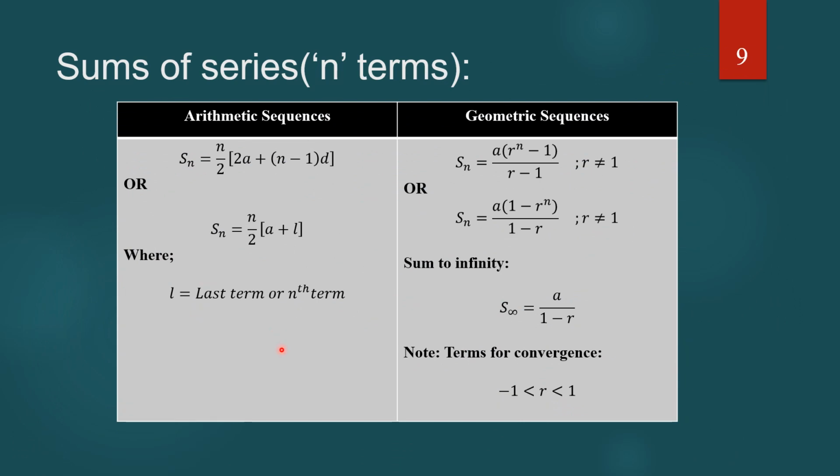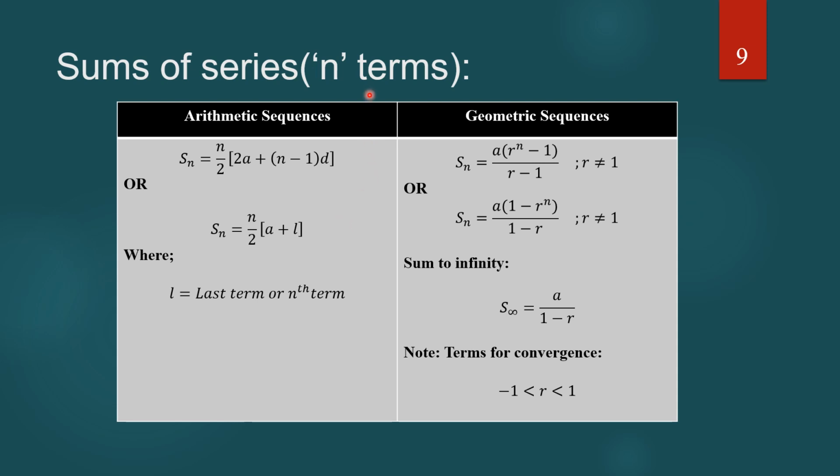So now we are looking into the sums of series, the nth terms. For an arithmetic sequence, we get this expression to calculate the sum of the series. You can calculate any sum of the series expressed by a sequence using this expression here. This expression can also be presented by Sn equals n over 2 multiplied by a plus l, where l is the last term or the nth term.